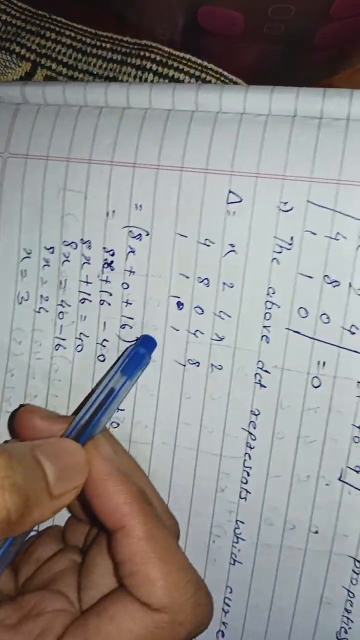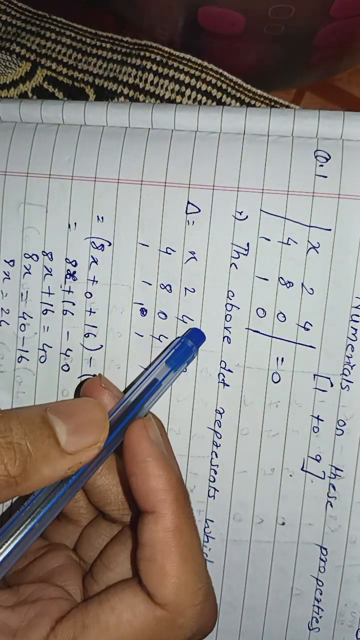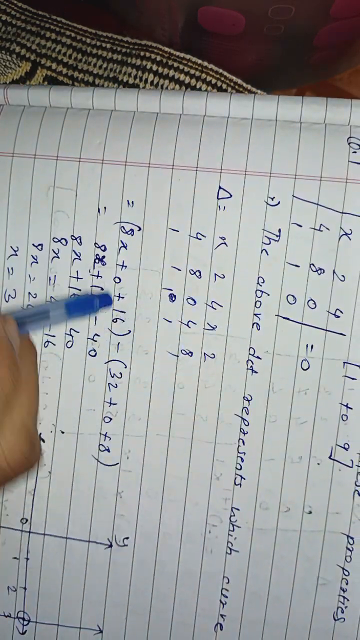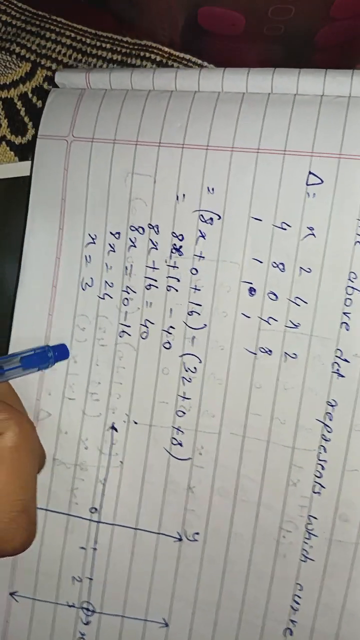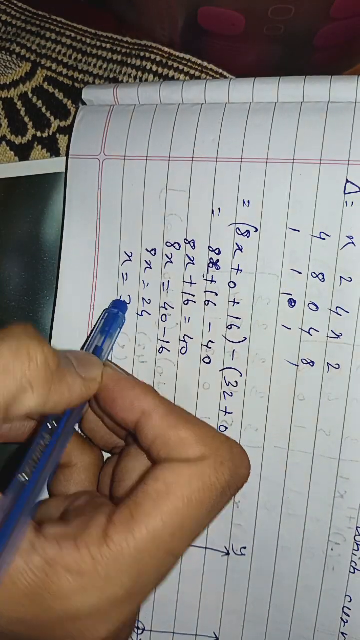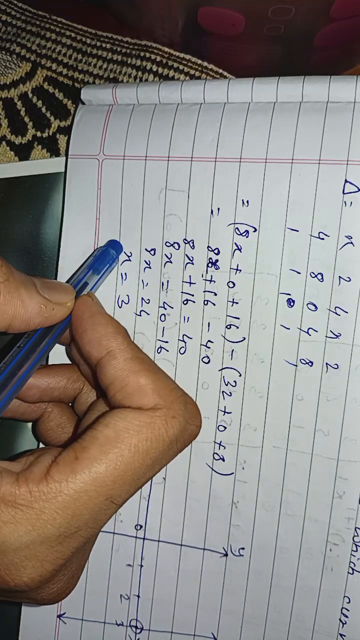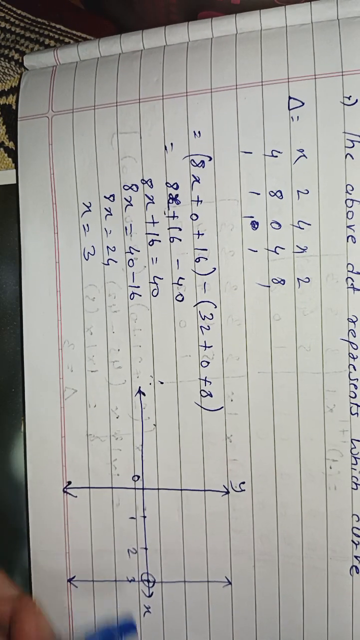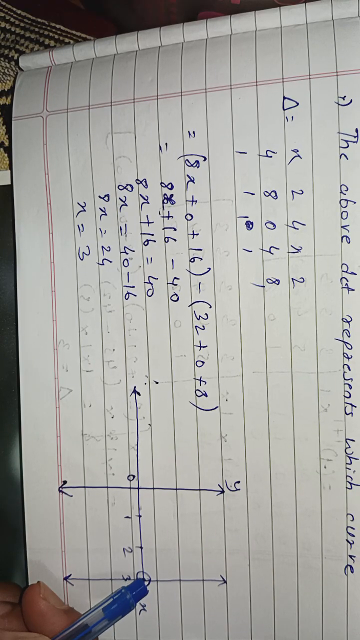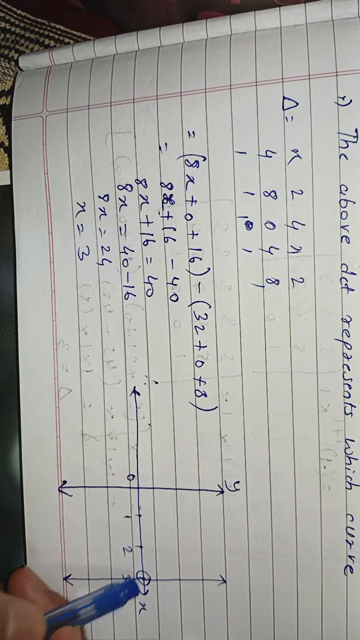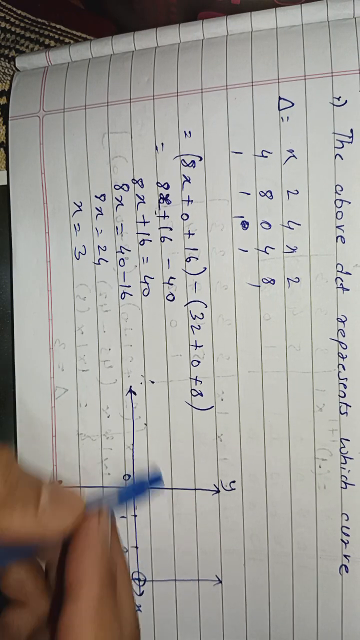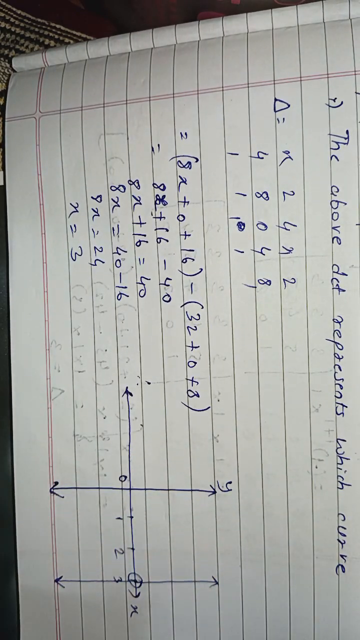So by the shortcut method of a 3 by 3 matrix, you write the matrix here, with the first two columns written again on the right. Then by calculating, x we got 3. If x is 3, just plot x as 3 on the graph. So here on the graph 0 1 2 3, x is here. There is no y value, there is only an x value. So we draw a straight line.